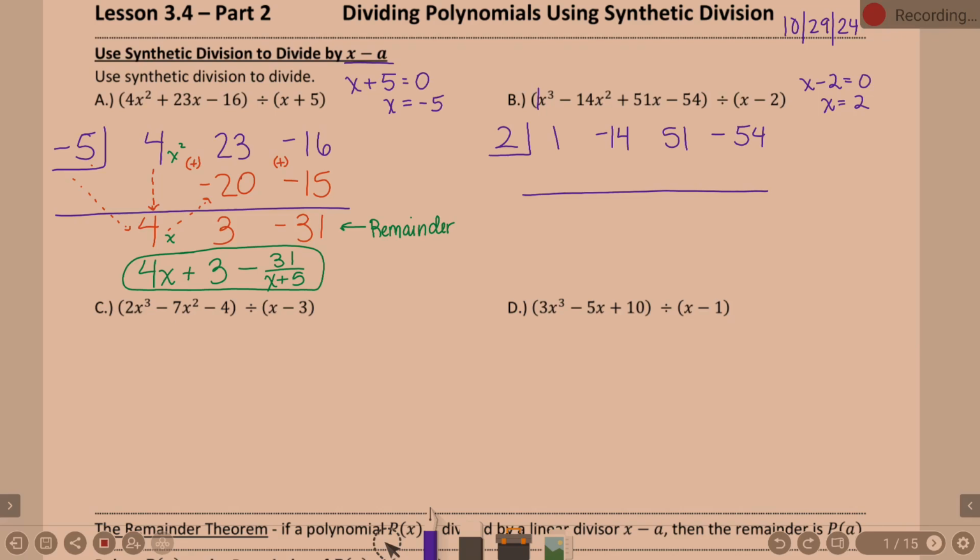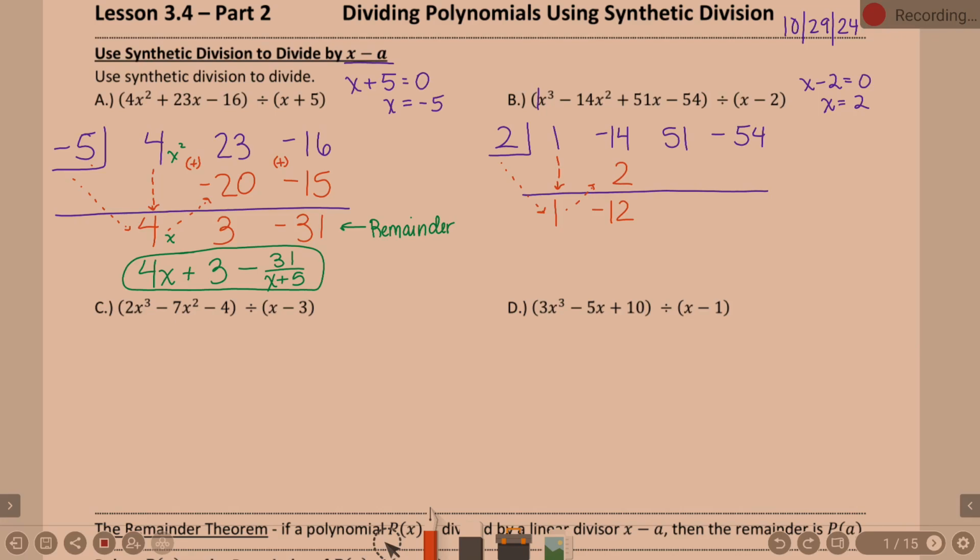Now, do you remember the first step? Carry down the 1. Whatever this first number is here, you carry it down, which in this case is a 1. Then 2 times the 1, we're going to multiply. So 2 times 1 is 2. That goes up under the negative 14. What do I do with negative 14 and 2? We add. Negative 14 plus 2 is? Negative 12. Repeat the process.